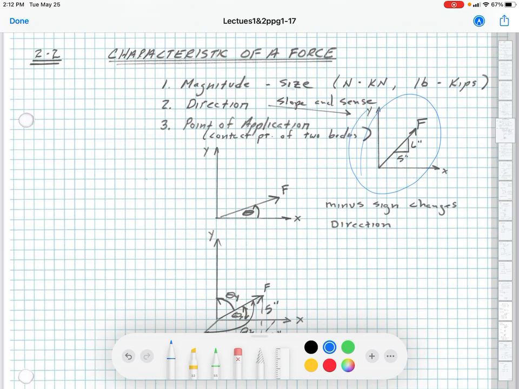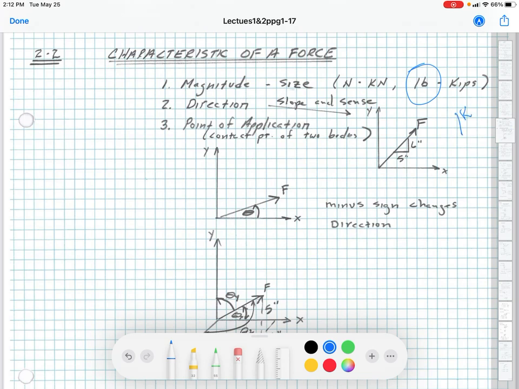So we're going to look at this stuff here. We're going to say that we have a magnitude, and that magnitude is going to be in either newtons or kilonewtons. Now I will tell you that I live in Cleveland, Ohio, in the United States, and over the years many of the jobs that we had were everything in U.S. units, so pounds and kips versus newtons and kilonewtons. But we're going to talk about all of that. But remember that 1,000 pounds is equal to 1 kip.